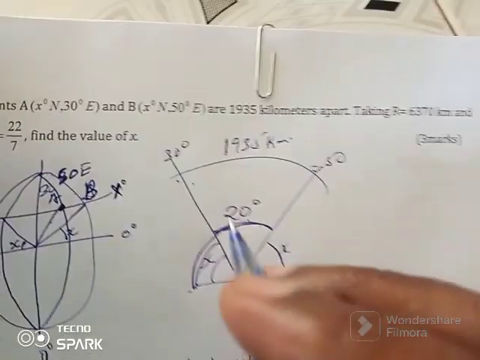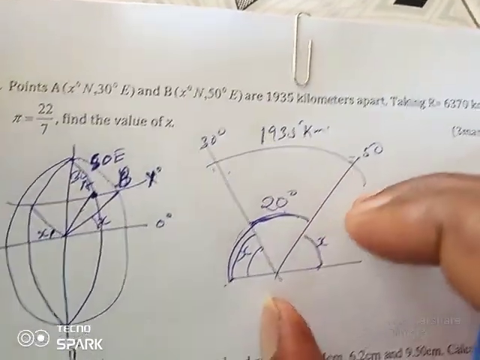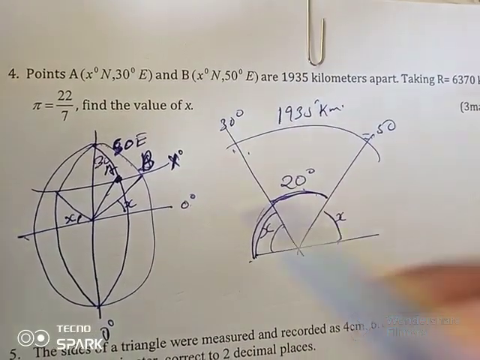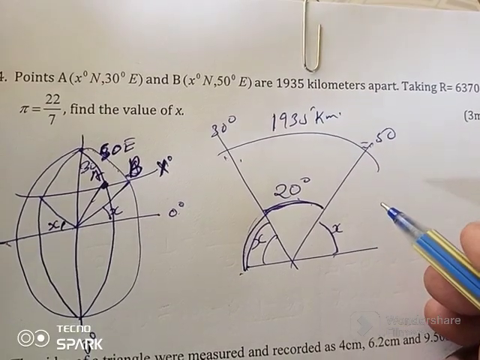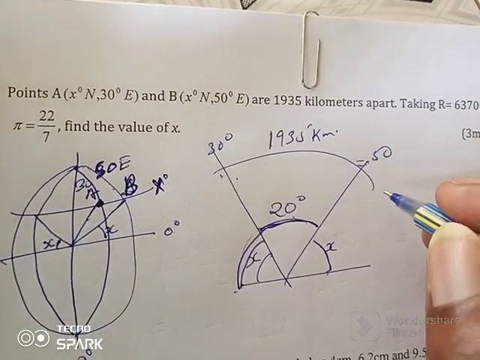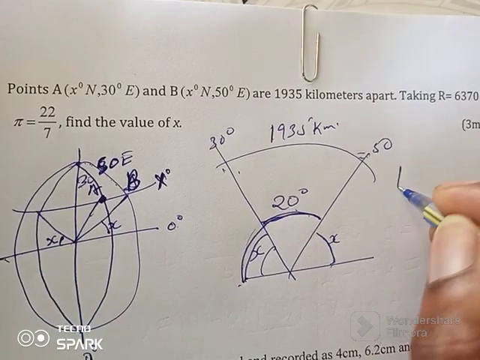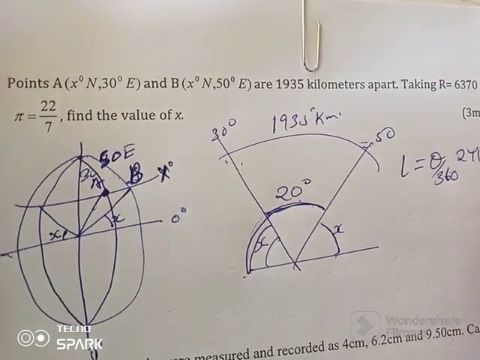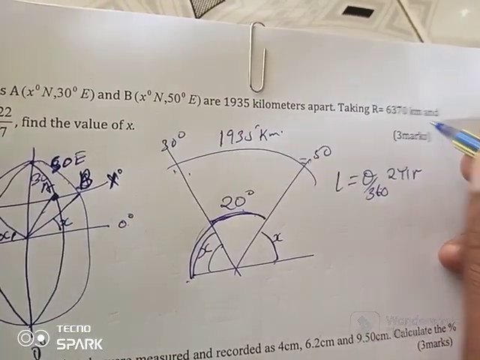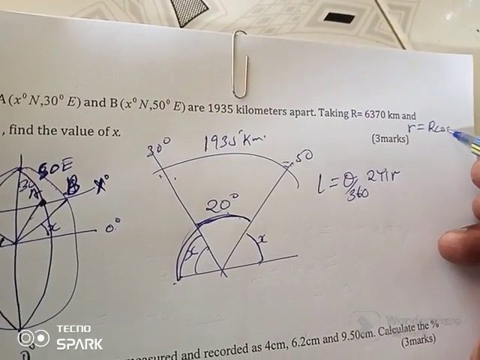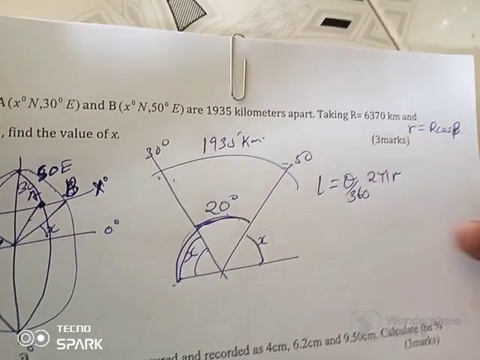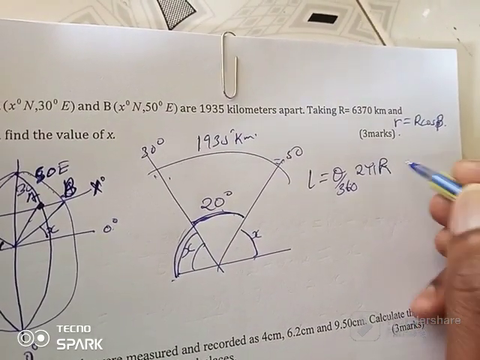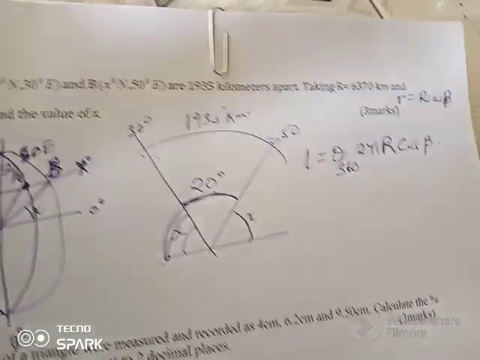So how do we formulate this to be able to get the distance? We remember, guys, this is just a sector of a circle, so we are just going to use our formula. The formula for getting distance along a smaller circle, we all know: length becomes theta over 360 times 2 pi r, smaller radius. But the smaller radius is always R cos theta, or beta, whichever. So I'll rewrite this as R cos beta.